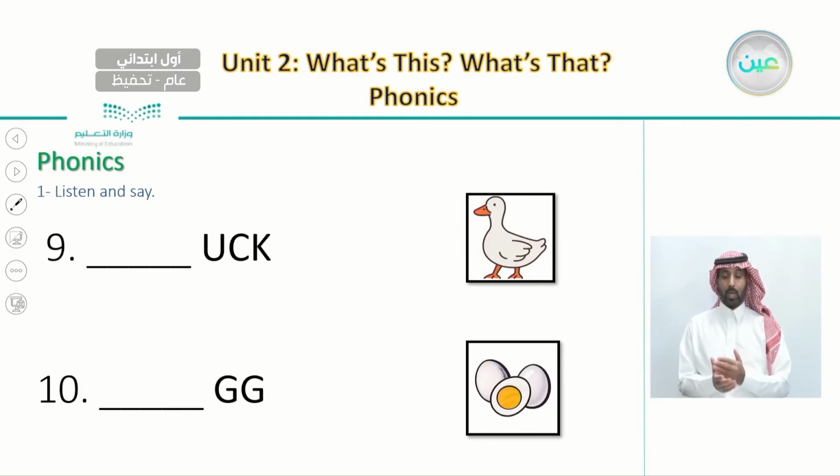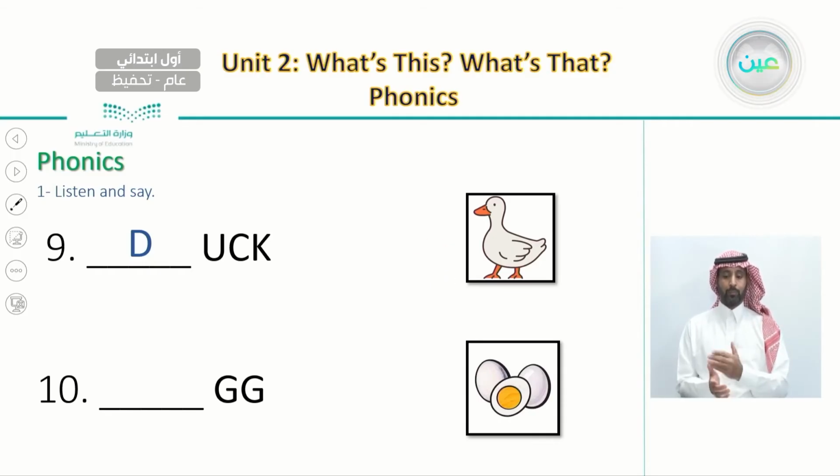And number 9. The letter here is D, and we pronounce it as D. So we say D, duck. So repeat after me. Duck, duck. Very good. So this is a duck.